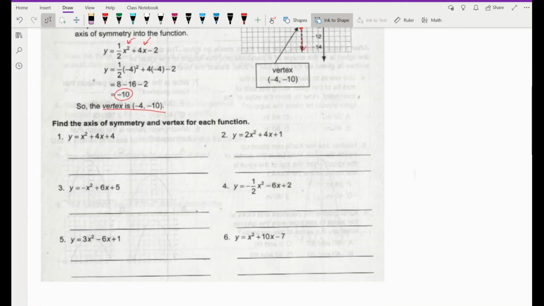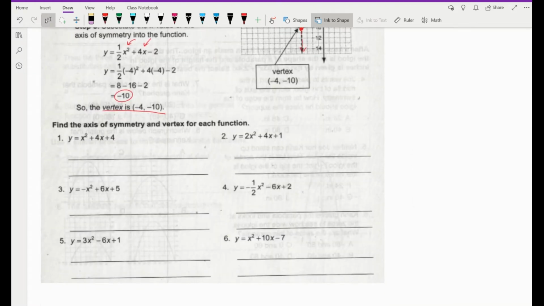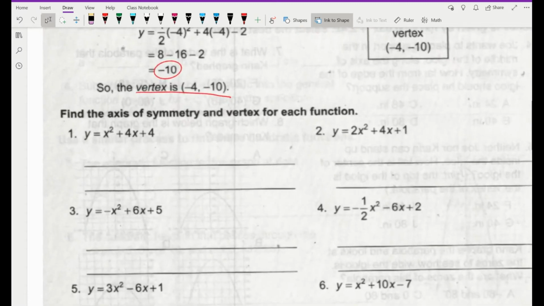Let's look at number 1. y equals x squared plus 4x plus 4. We first identify the a, b, and c coefficients. A is 1, b is 4, c is 4. x equals negative b over 2a, negative 4 over 2 times 1. Now this equals negative 2.